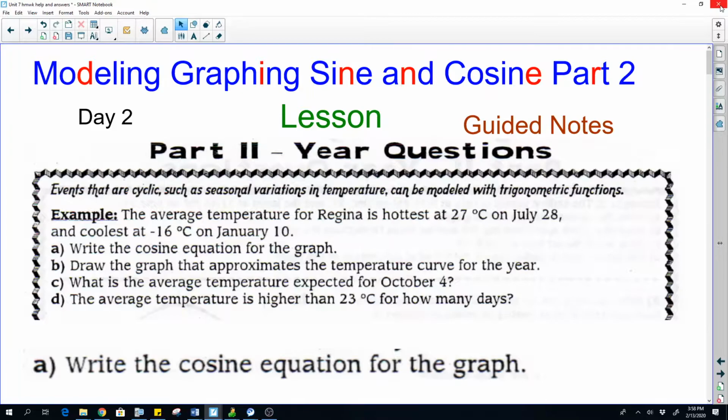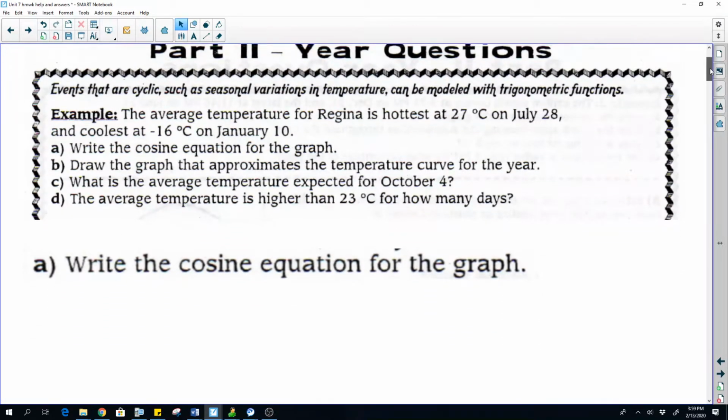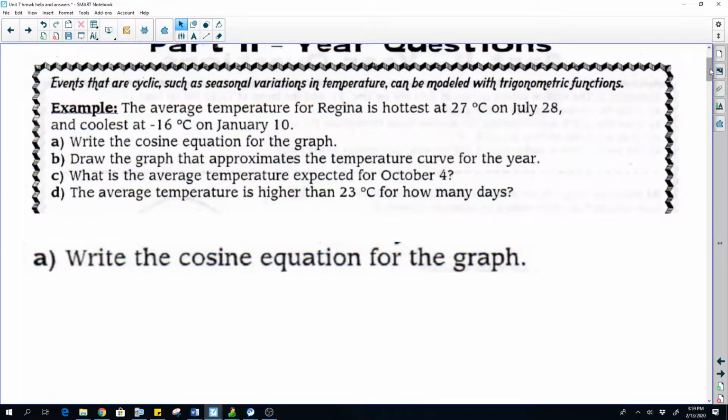For example, the average temperature of Regina is hottest at 27 degrees Celsius on July 28th, and coolest at negative 16 degrees on January 10th. So write the cosine equation for the graph. Wow, we can come up with a whole cosine equation just from that little information. We can. So first of all, we're looking at January 10th and July 28th.